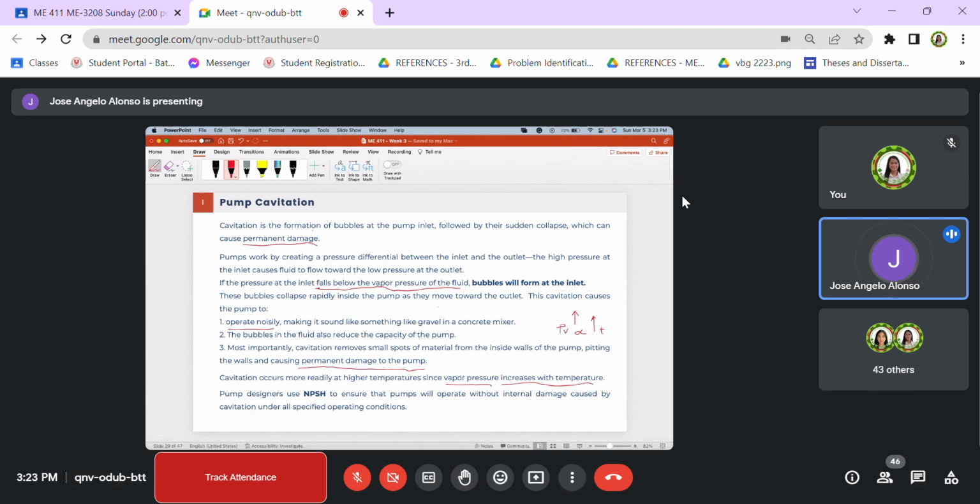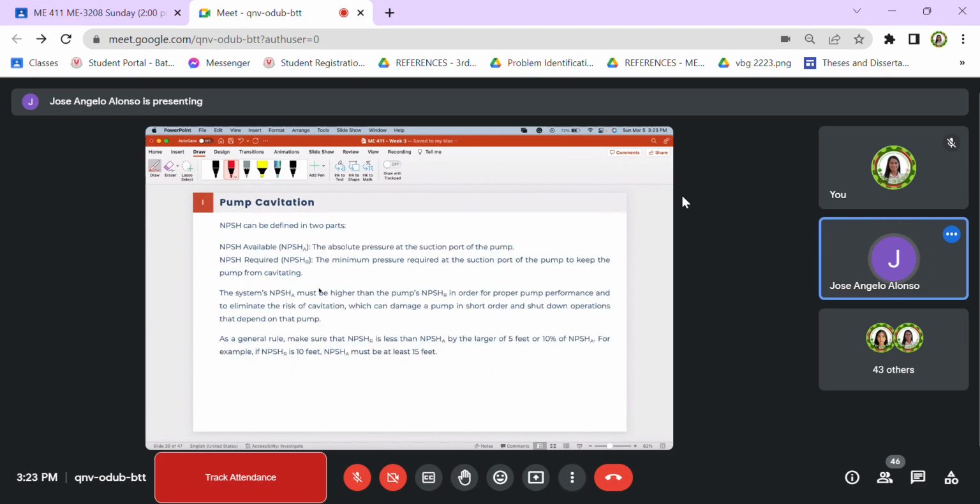So yung pump designer use net positive suction head na tinatawag or NPSH to ensure that pumps will operate without internal damage caused by cavitation under all specified operating conditions. So yung kakalculate natin dito, NPSH is madi-define daw sa dalawa. First one is the net positive suction head available and next is the net positive suction head required. So pag sinabi natin available, it is the absolute pressure at the suction point of the pump. When we're discussing net positive suction head, we need to use the value of pressure as absolute.